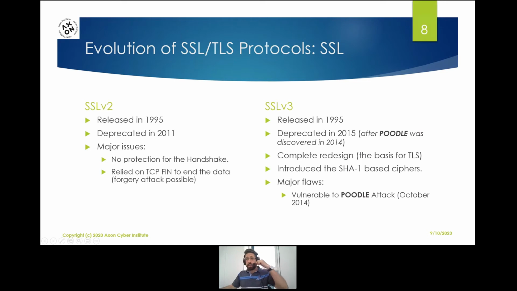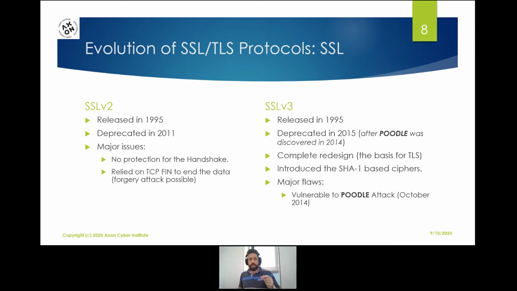So I said SSL version 1 was never released to the public. So what we know of is from SSL version 2. SSL version 2 was released in 1995, and it lasted until 2011 when it was deprecated.